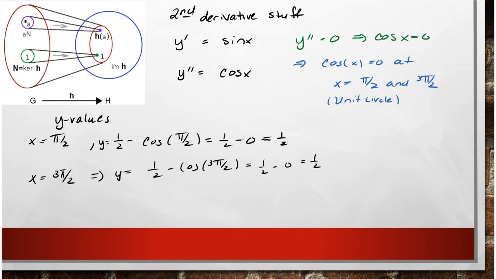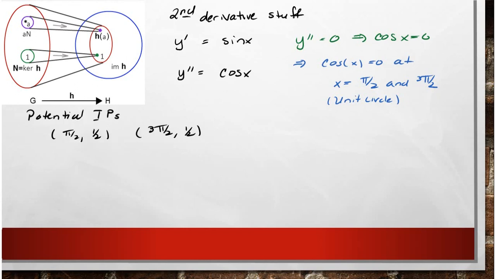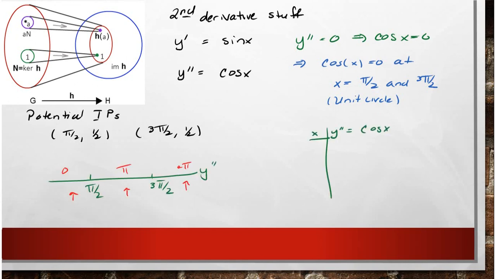So if you plug in pi over 2, you get a half. You plug in 3 pi over 2, you get a half. We already did this on the previous section, right? We already calculated these things. So the potential inflection points are these 2 points. Potential means it may not be. We found one in the other section that we did. We didn't get an inflection point just because the second derivative was 0. Second derivative 0 just gives you the potential. You have to make that concavity chart. And so you choose points in between pi over 2 and 3 pi over 2 and plug them into the second derivative and check the sign, just like we did before.